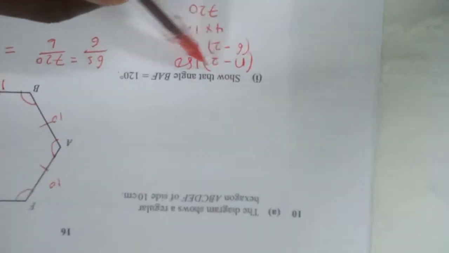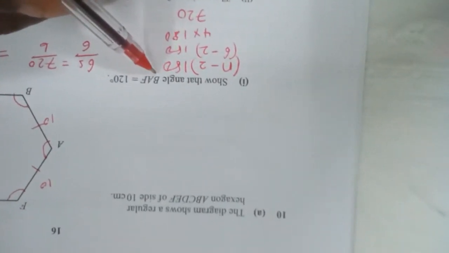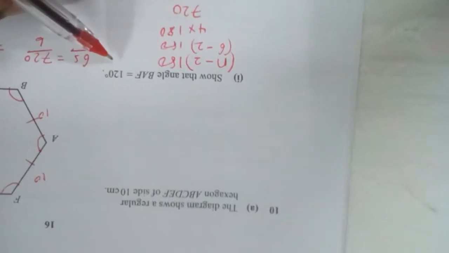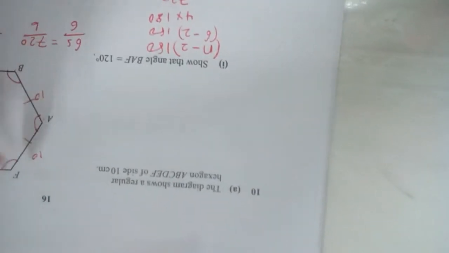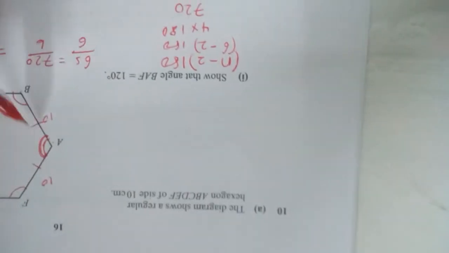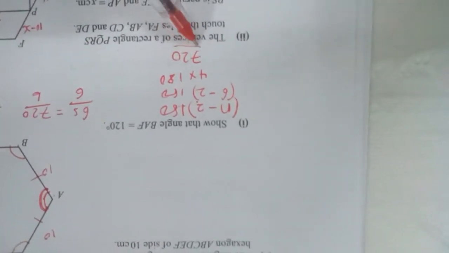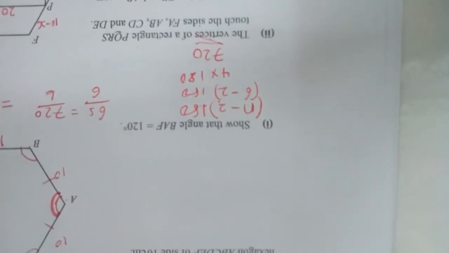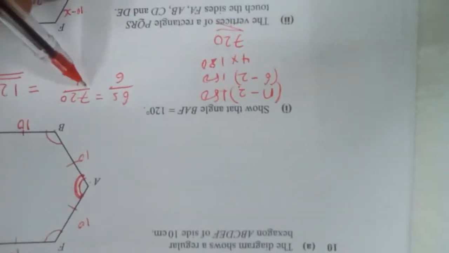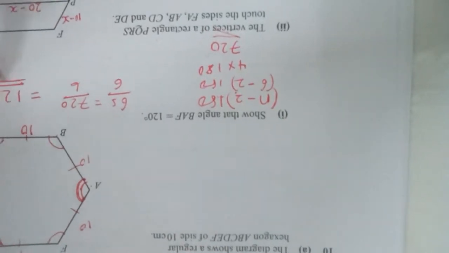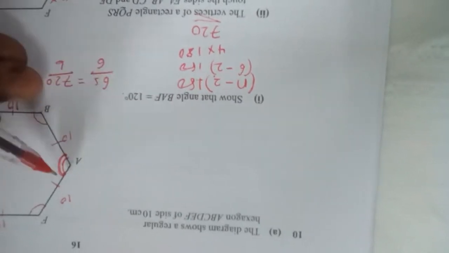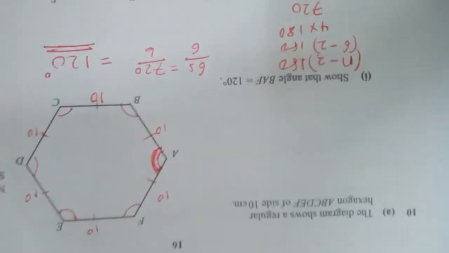Now, part A. Show that BAF is equal to 120. Where is BAF? This is the angle we are talking about. To get this angle, we have to know the interior angle sum, using n minus 2 times 180. Since a hexagon has 6 sides, n will be 6, and we get the interior angle sum as 720. If you divide by 6, each angle will be 120, and hence our required angle will be 120.